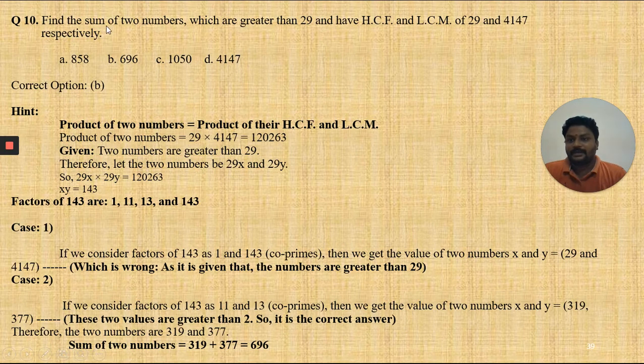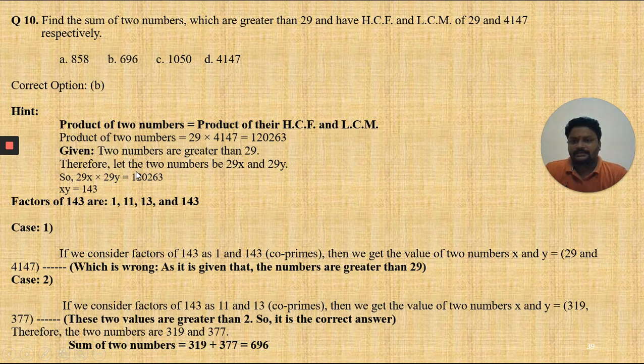Next problem: find the sum of two numbers which are greater than 29 and have HCF and LCM of 29 and 4147 respectively, giving four options. To solve this problem, the product of two numbers is equal to the product of the HCF and LCM. The product of the two numbers is equal to 29 into 4147, which is 1,20,263. Given that the two numbers are greater than 29.